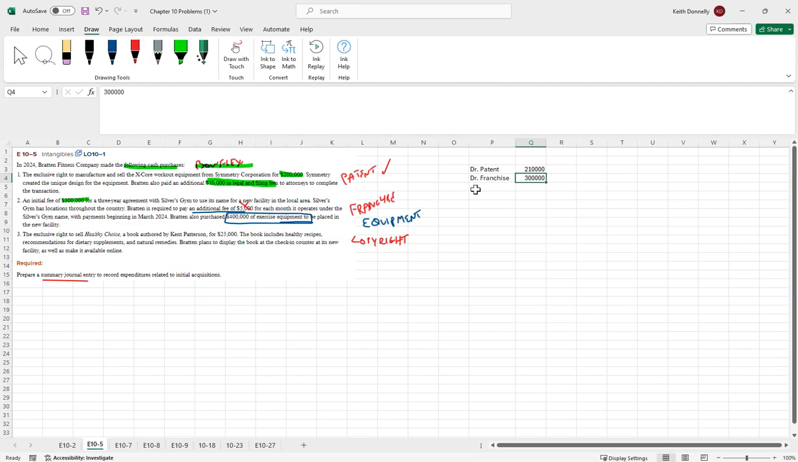Then we have the equipment, right? So we're going to do debit equipment, right? That's a tangible asset. So I don't know, we could just say we made that blue. Sorry, I'm having trouble there spelling equipment. That's $400,000. That's great. You can put a check mark next to these guys.